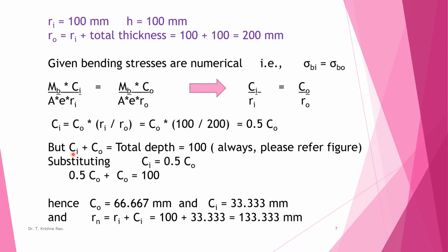But Ci plus C naught should always be equal to the total depth of the section. Any problem? Ci plus C naught is the depth here. Depth is H, and H is 100 here. If you substitute and solve, we get C naught as 66.67 and Ci as 33.33. Then Rn is Ri plus Ci. You remember Ci is Rn minus Ri. So Rn equals Ri plus Ci. So we are going back in reverse. 100 plus 33.33, 133.33 is your Rn.